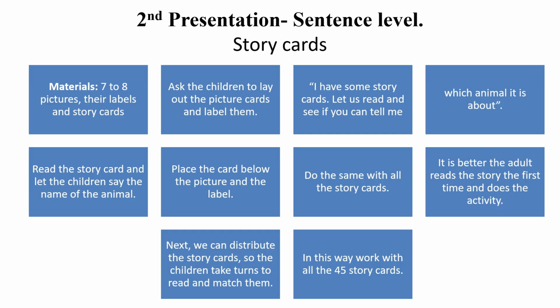The animal story cards do not give the name of the animal. It is only the matter about the animal. Place the card below the picture and the label. Do the same with all the story cards. It is better the adult reads the story the first time and does the activity. Next, we can distribute the story cards so the children take turns to read and match them. In this way, work with all the 45 story cards.